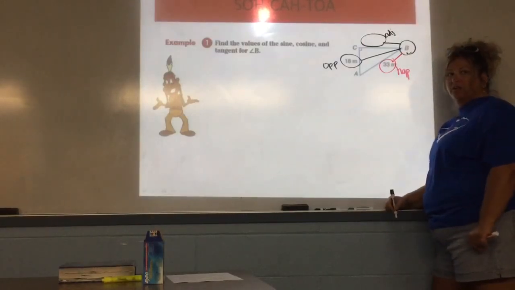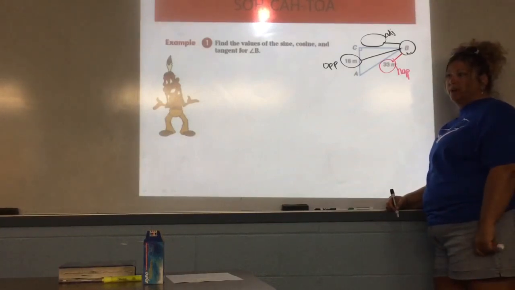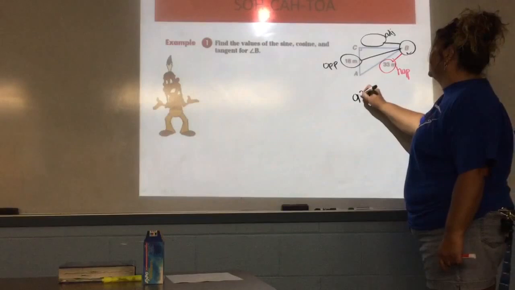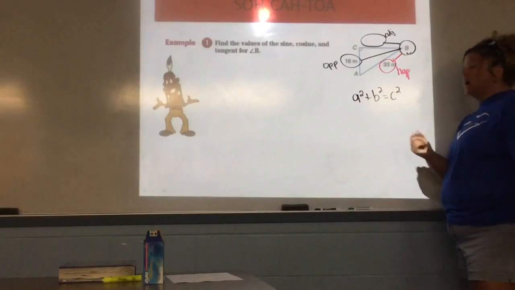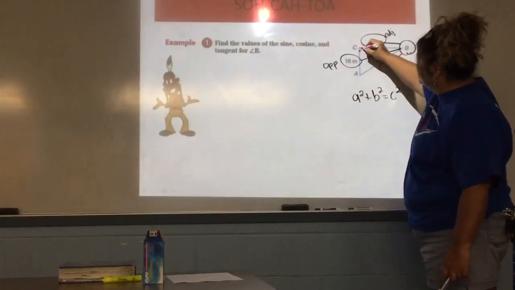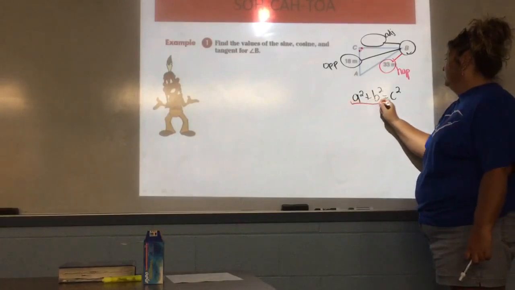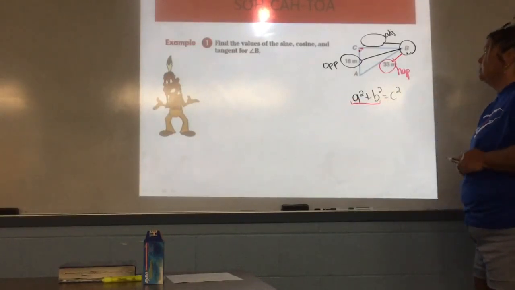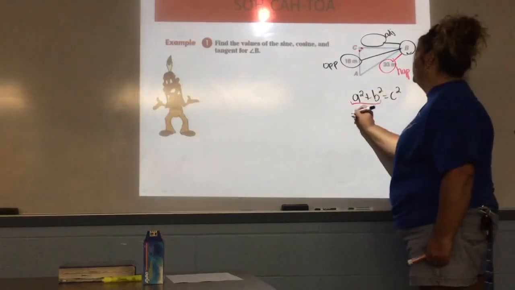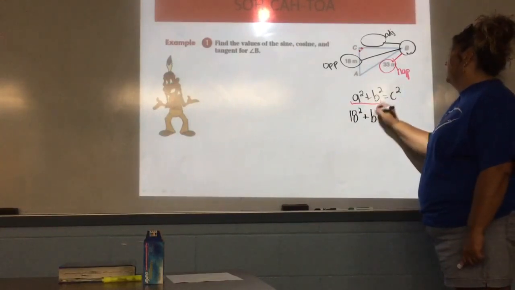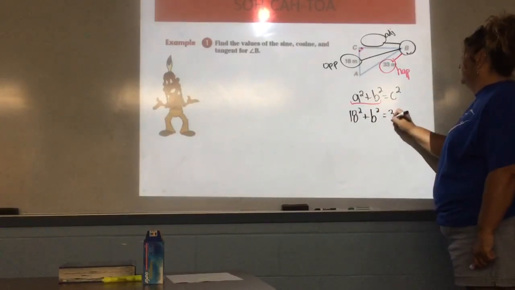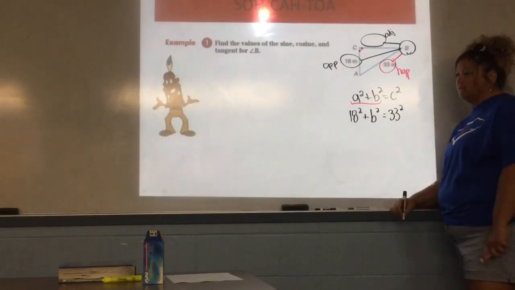Now, there's no value there. So how do I find this value for adjacent? How do I find missing sides of a right triangle? A squared plus B squared equals C squared. Good. Pythagorean theorem. All right, remember, if I put my little arrows on the right angles, those always point to what? Your legs, which are A and B. Okay, so what am I gonna put in for A? 18. What am I gonna put in for B? B. And C? 33.